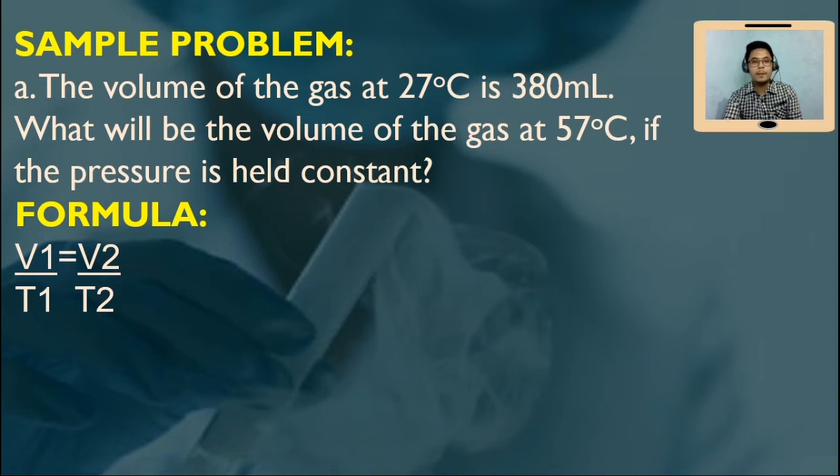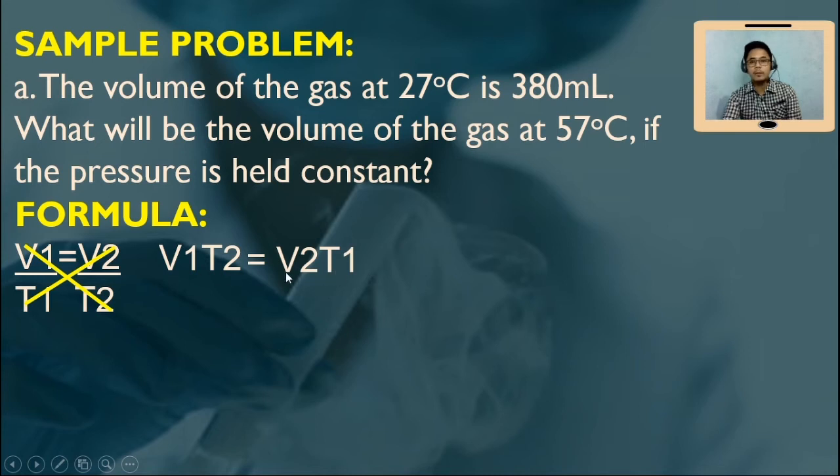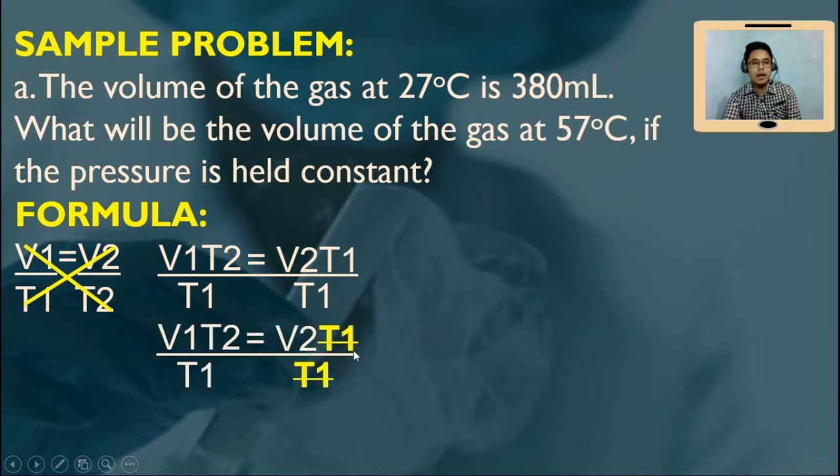So una muna is i-cross multiply natin siya. So cross multiply natin to, magbibigay sa atin ng V1 T2. Tapos cross multiply ulit, magbibigay sa atin ng V2 T1. So ito. And then, para maiwan yung V2 dito, kailangan natin siyang i-divide both sides by T1. Right? I-divide both sides by T1. Makakancel yung dalawang T1. It will give you the formula V2 is equal to V1 T2 over T1.